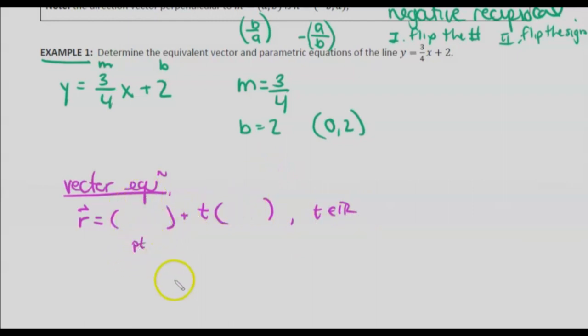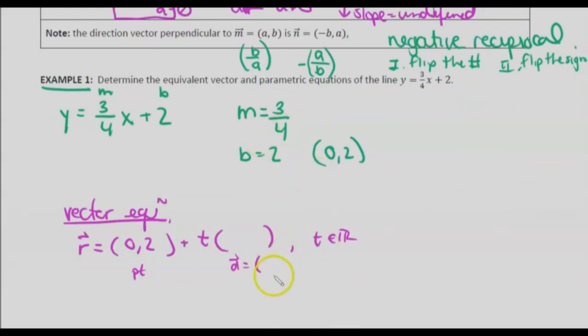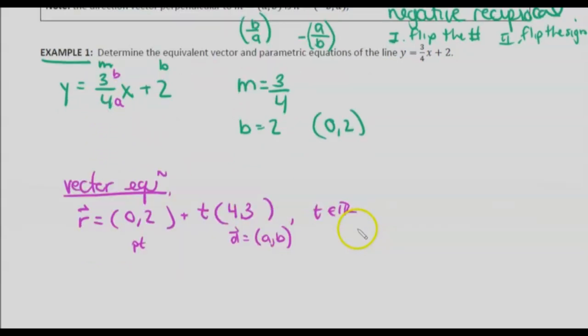So our point goes in here, which is (0, 2). And then our direction vector, which is in the form, and remember it's the slope form right here, b over a. Okay, so it's (a, b). But this would be b over a. So we would get the direction vector (4, 3). Okay, and that's it.